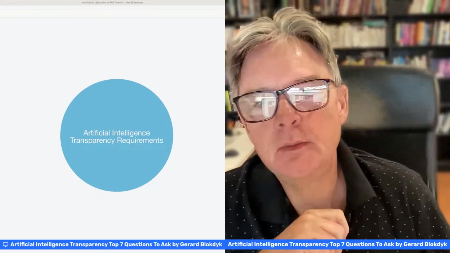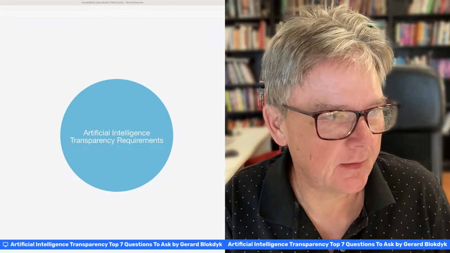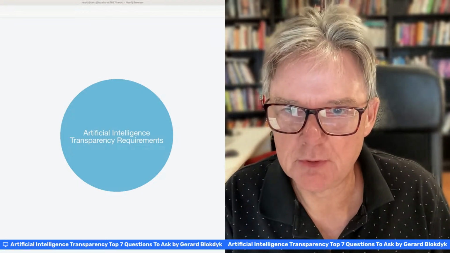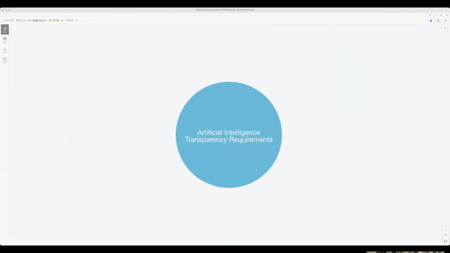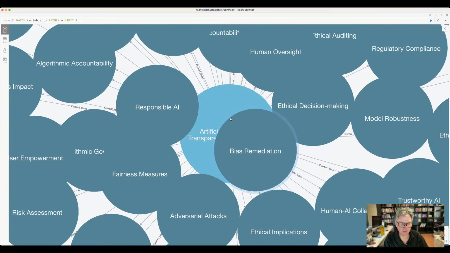should be covered when you're dealing with artificial intelligence requirements. In the case of transparency, before we go there, let me open up my big screen, make myself a bit smaller so you can actually see what's going on, what the subtopics are that are related to artificial intelligence transparency requirements. There we are. All right, now I've opened this up.